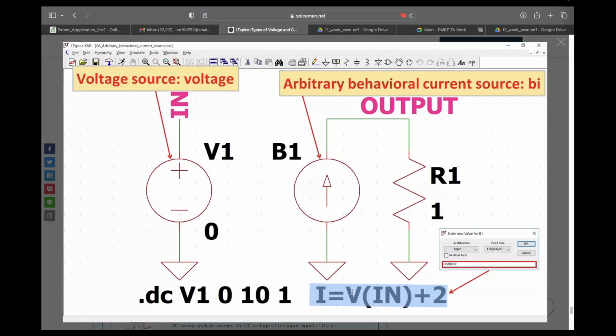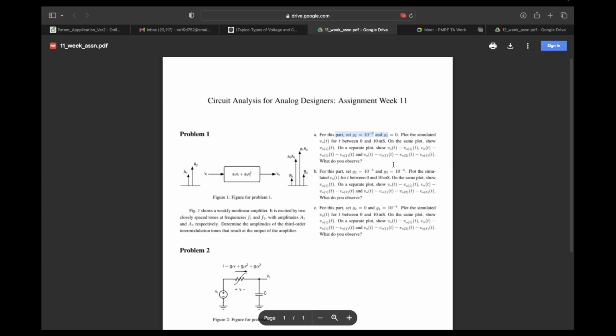Okay. So here you have to write basically the relation between V1 and the current that this thing is pushing out, and this you will write in the following way. You have I is equal to V in plus 2. In this example, it has used V in plus 2. What you will have to do is make this a non-linear term. For example, some alpha times V in plus some beta times V in square, and so on. And those values you will have to get from whatever are given in the question.